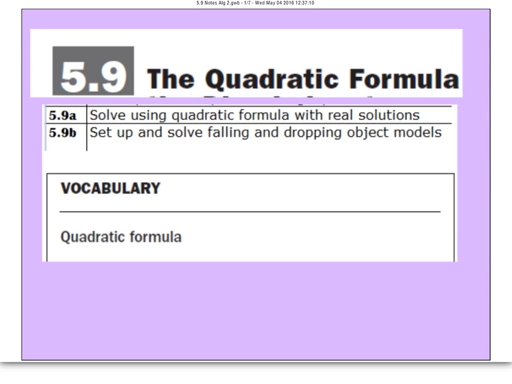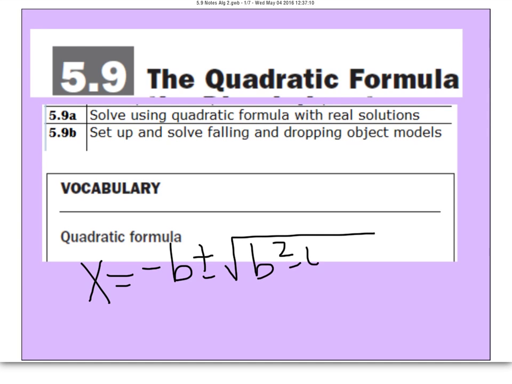In Learning Objective 5.9a, I'm going to show you how to use the quadratic formula to solve quadratic equations when you cannot factor them. So first of all, we have to talk about what the quadratic formula is. And let me show you this. So jot this down, important one to know. It is x equals negative b plus or minus the square root of b squared minus 4ac all over 2a.